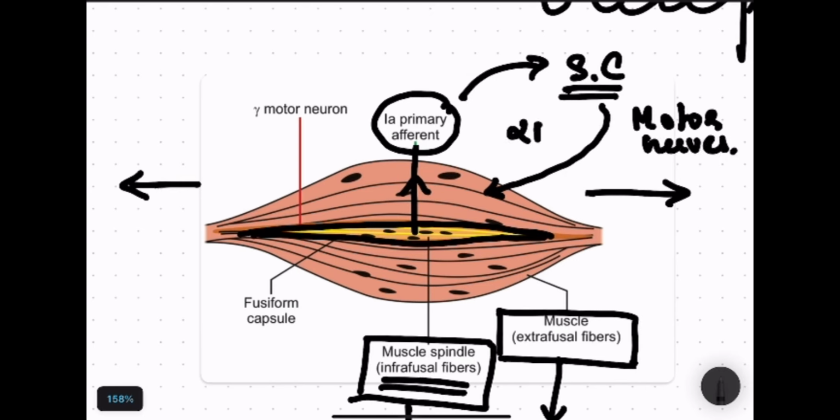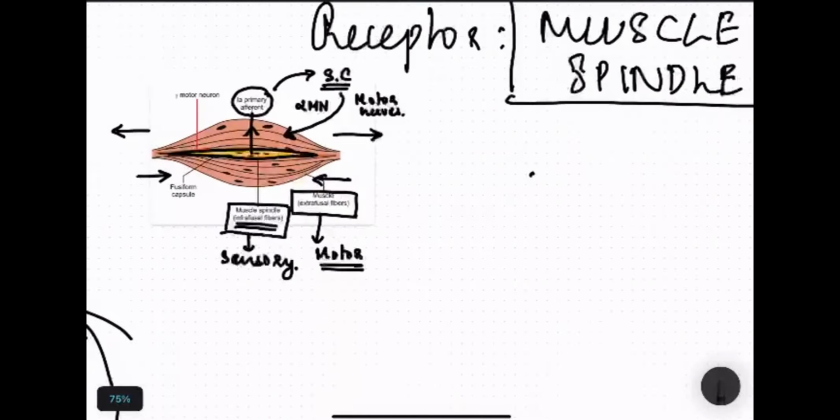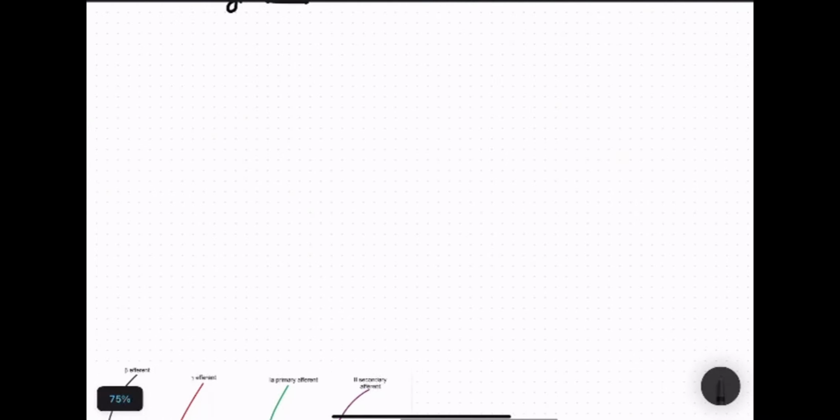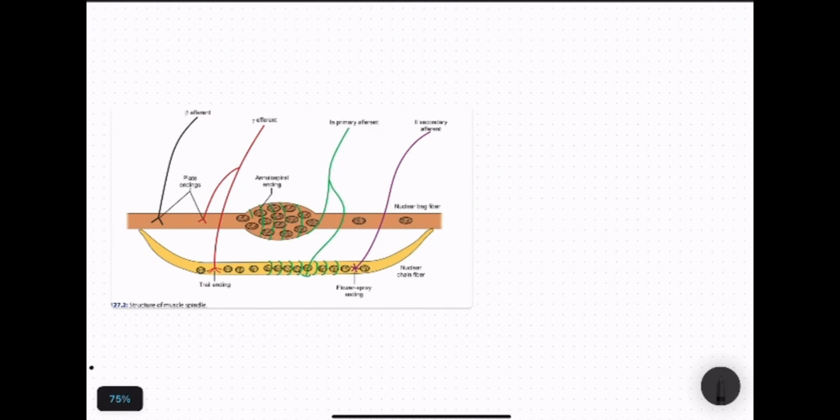Here, in this case, alpha motor neurons go to the external part, the extrafusal fibers, which undergo contraction and bring about the response. So that is the muscle spindle. Let's look at this muscle spindle in detail now. It is not a simple single structure. There are different types of muscle spindles.